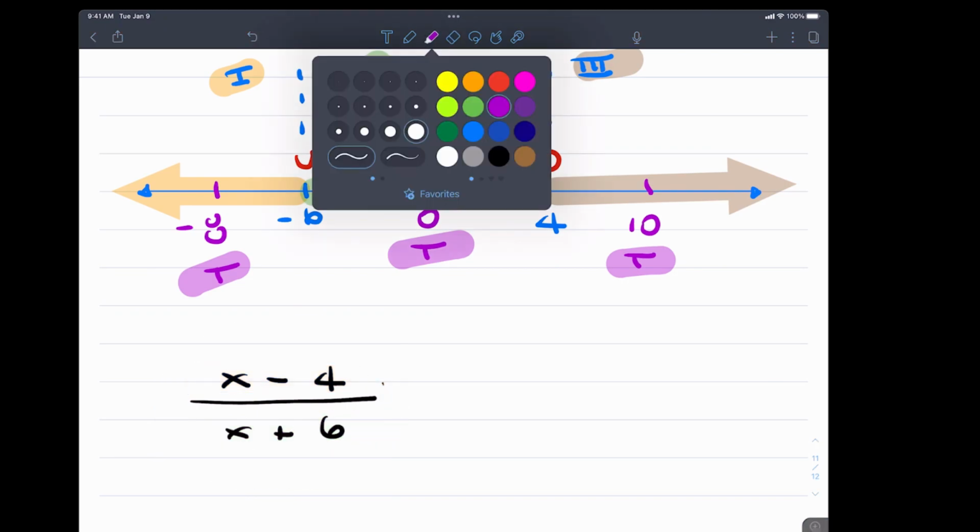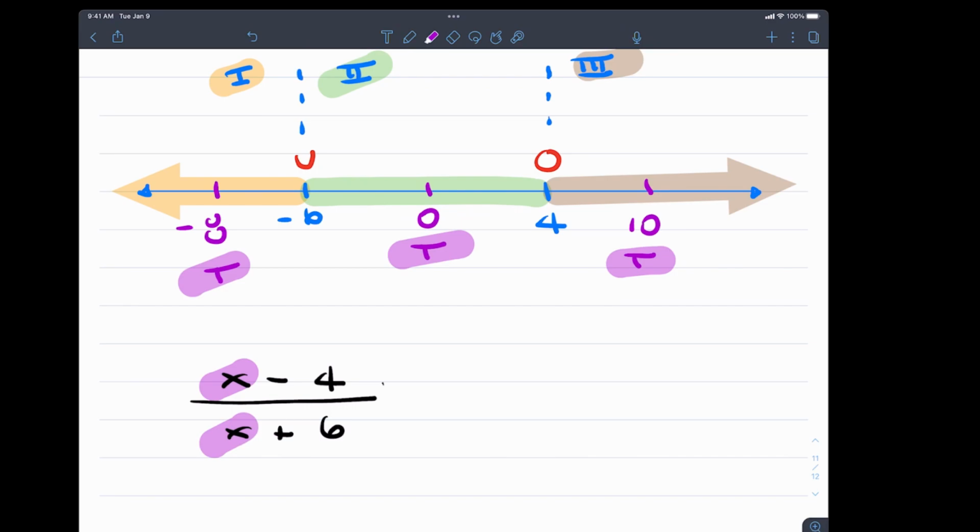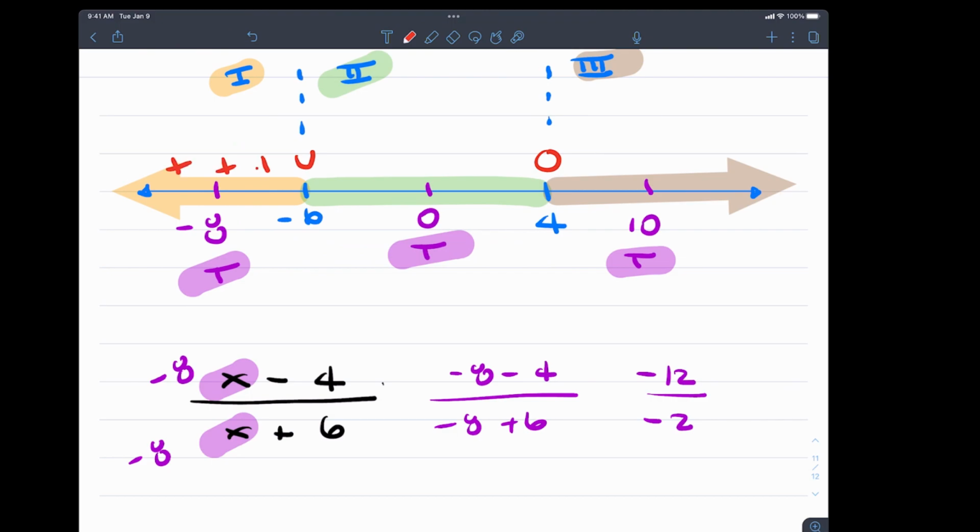Is that right? Plug in your test point. Negative 8 goes here. So negative 8 minus 4 over negative 8 plus 6. Negative 8 minus 4, what's that? Is that negative 12? Negative 8 plus 6, is that negative 2? What's a negative divided by a negative? Is that positive? Region 1 is what? Positive.